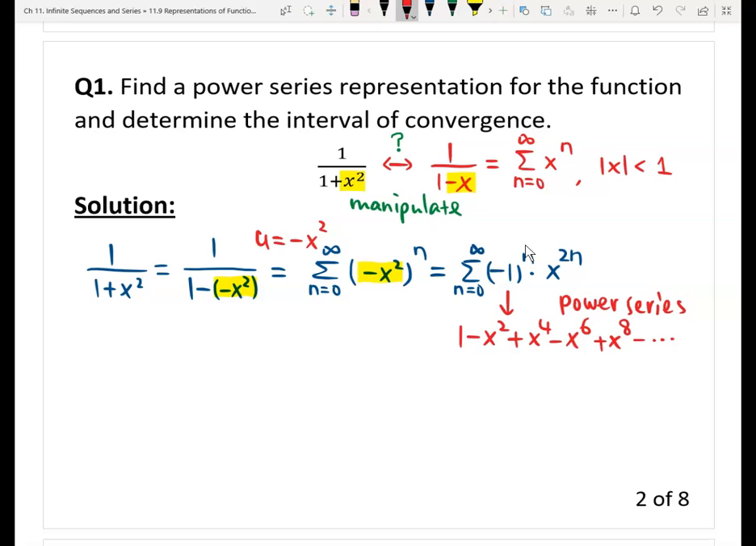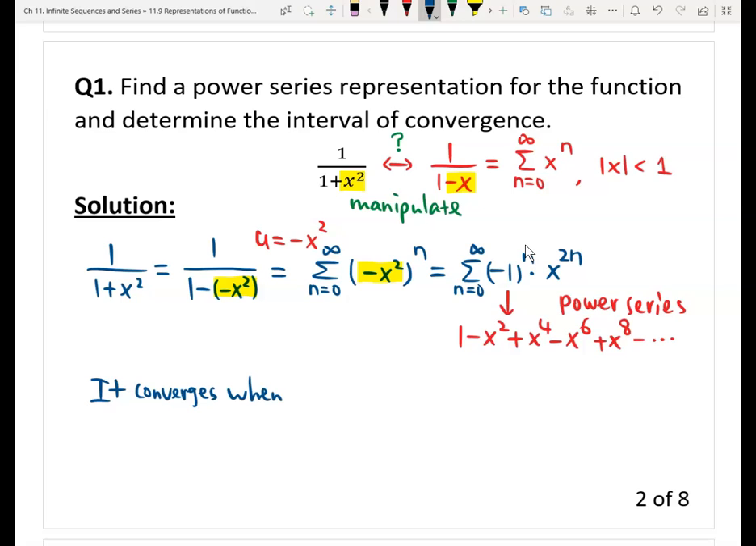What we have left now is the interval of convergence. Let me show you how to get the domain, or the interval of convergence. All we need is to use the results. We see this series converges.